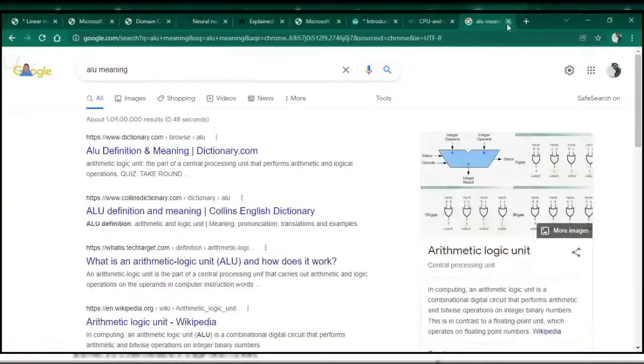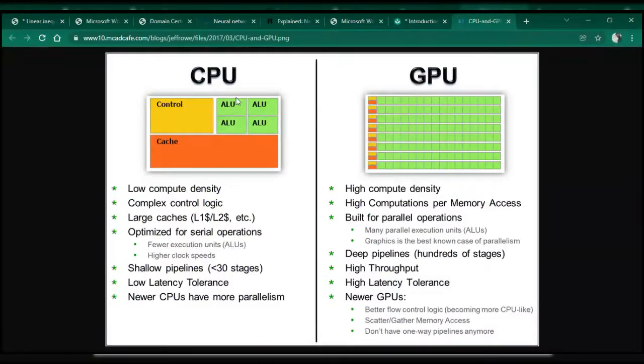Okay, this is the arithmetic logic unit. This green portion is what decides where the processing happens. So the CPU has got only 4 cores, 4 ALUs, whereas the GPU has got more than that. Now you might think, when the GPU has got more cores or more processors, why not use it instead of the CPU? But let me tell you, it does not work as simply as that.